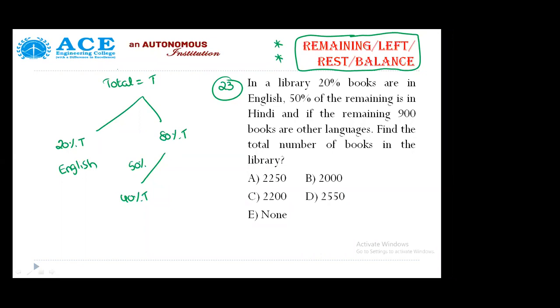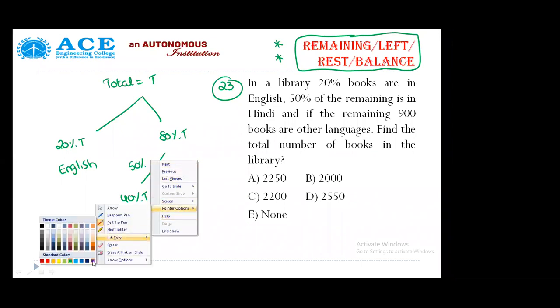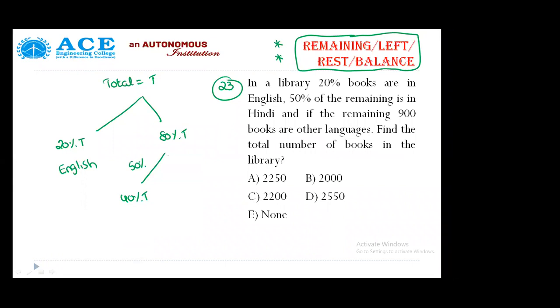50% of the remaining, and remaining is 80%. 50% of that means 40. And the remaining is still 40%. They mention this is 900. The remaining are 900, the remaining is 40%, so 40% is 900. This is also 40%, 900. 20% is 450.